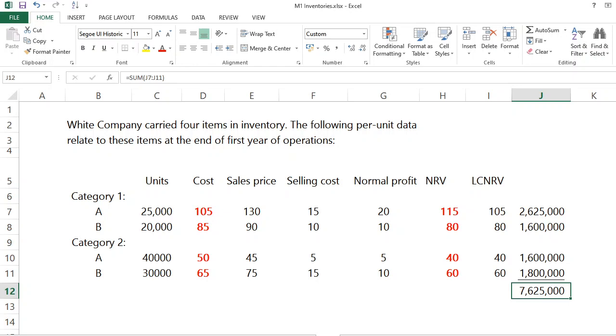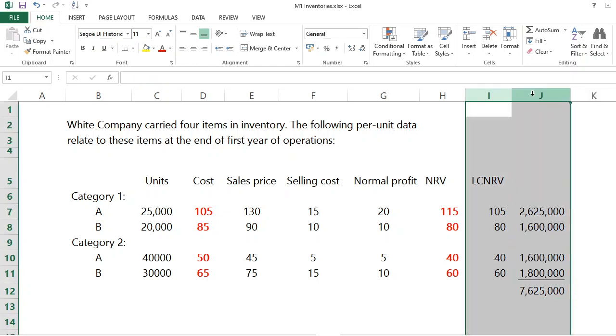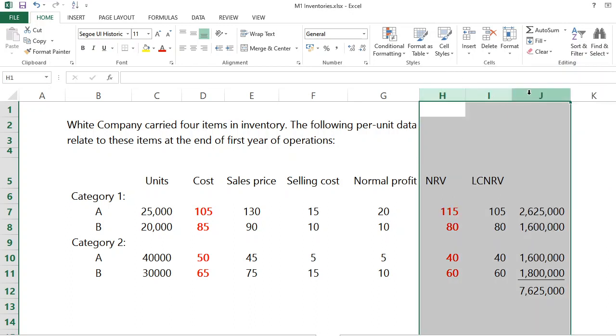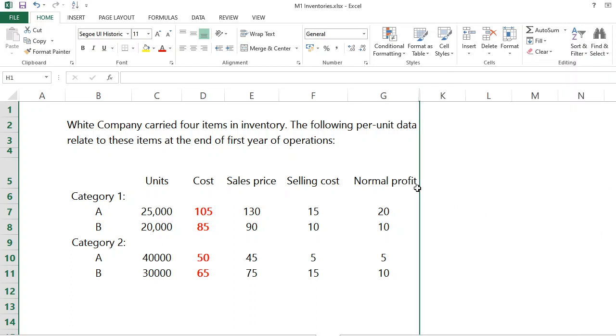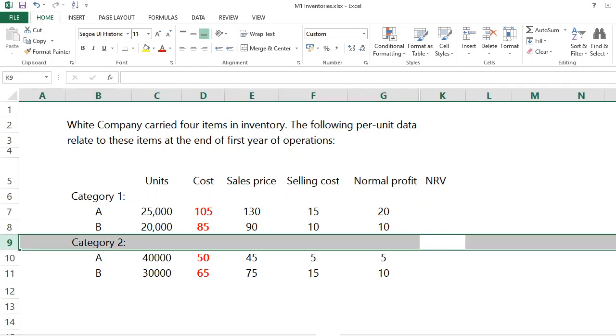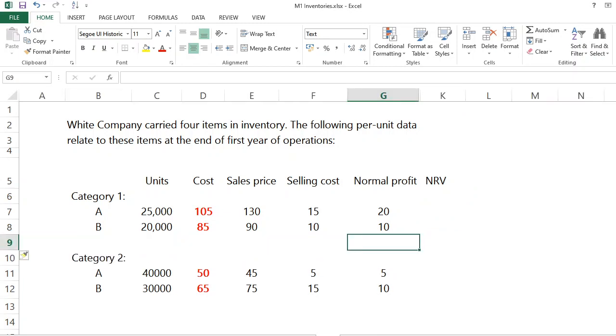Next, we are going to compute LCNRV using the category method naman. I mean, by category. So, saan natin siya i-hide? Ay, siguro kasali din to, no? Hide natin yung tatlo. Sige, dito na naman tayo. NRV per category. So, ito yung total dito. Ayan.